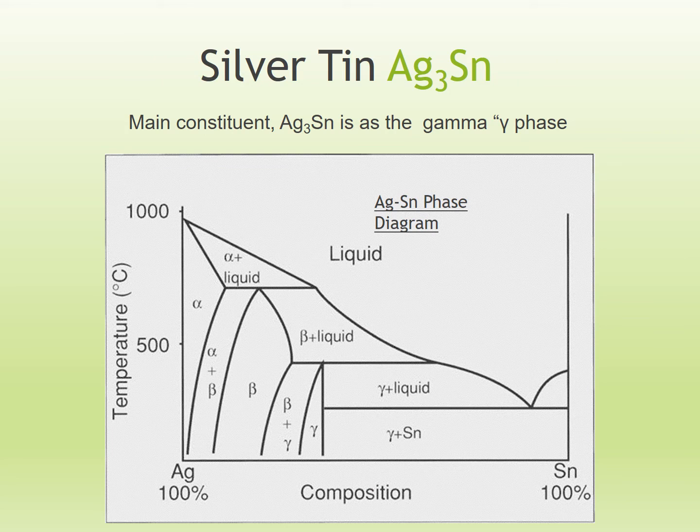Silver tin is the main constituent. Silver tin is known as the gamma phase. This combination can exist in different solid phases as shown in the equilibrium phase diagram. In amalgam alloy, we selectively use the gamma phase.